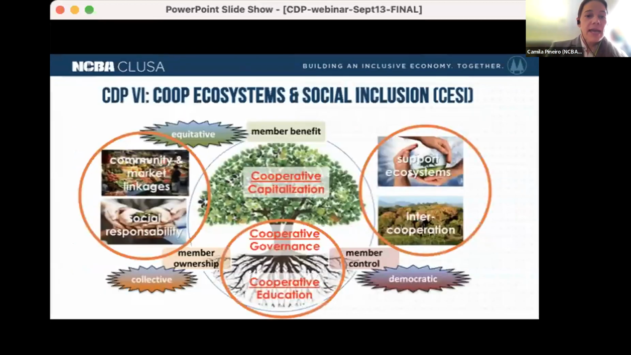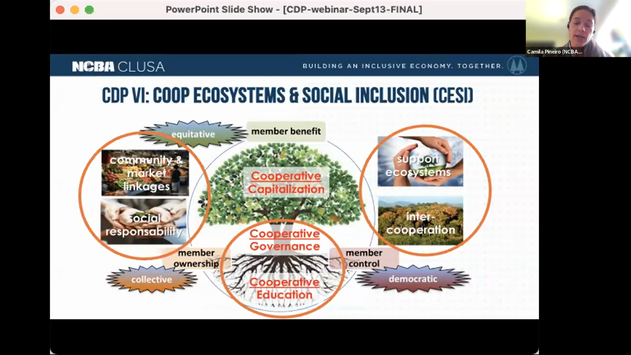Next, please. So these are the main messages that we wanted to send: cooperative capitalization happens pretty much naturally once you have a strong cooperative, because that means members are committed and have a plan for the future. And so in the next CDP project, which we are calling Cooperative Ecosystem and Social Inclusion, we are focusing on the roots and the branches that are going to lead.